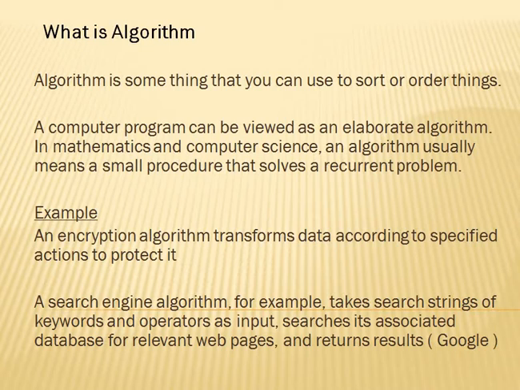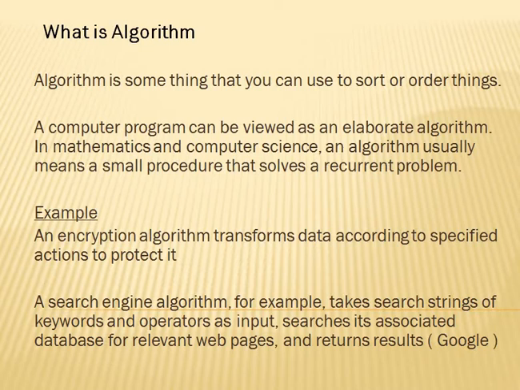If we talk about the history of the algorithm, it is derived from Muhammad Musa al-Khwarizmi, who was a Muslim mathematician in Baghdad, and he was also the founder of algebra. So what is an algorithm actually? An algorithm is something that you can use to sort or order things. In a simple way, it's a way to sort or order things.